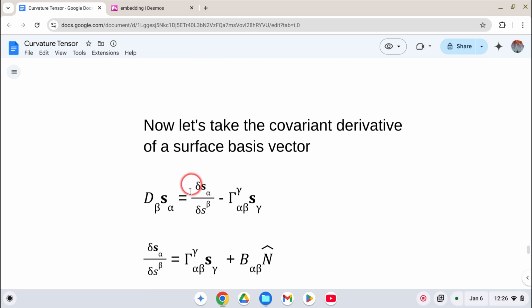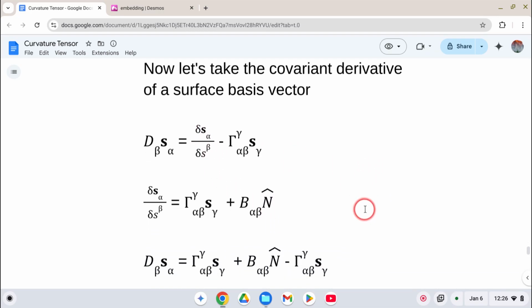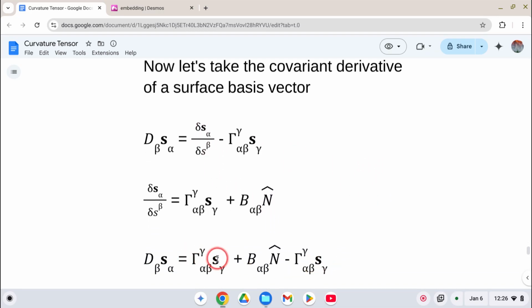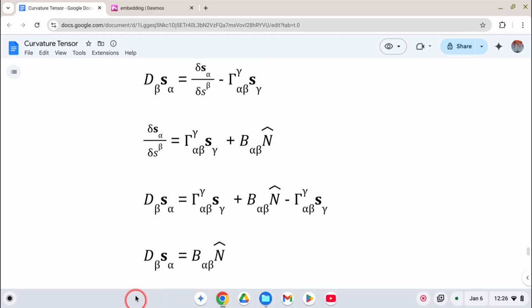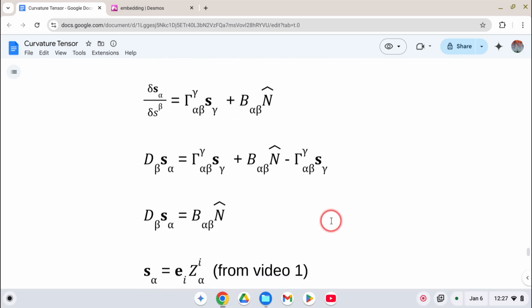And we just found this up above. It looked like that. So we can put this back in here. And look what we get. This plus this is 0. This is the negative of that. So now we have an expression of the covariant derivative of a surface basis vector is equal to the Gaussian curvature tensor times the unit normal vector. All right. And we're getting closer and closer to isolating it.